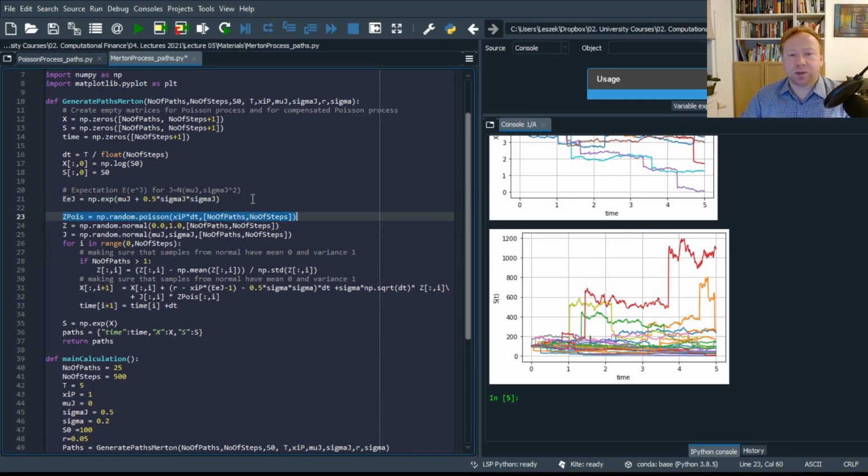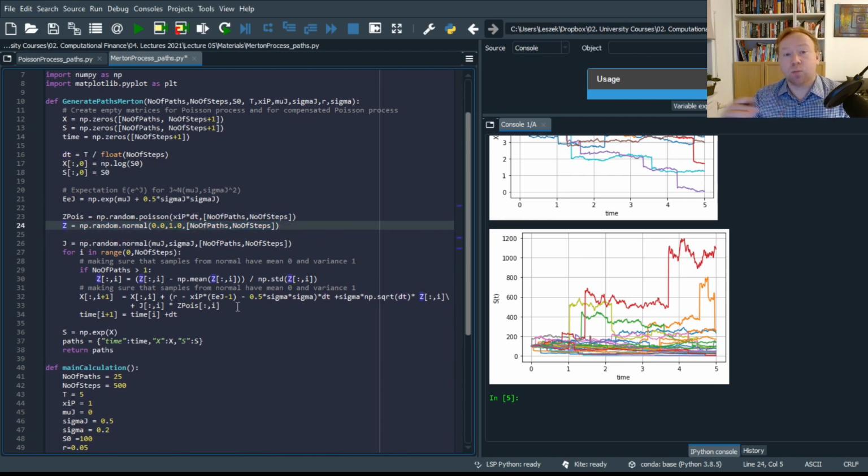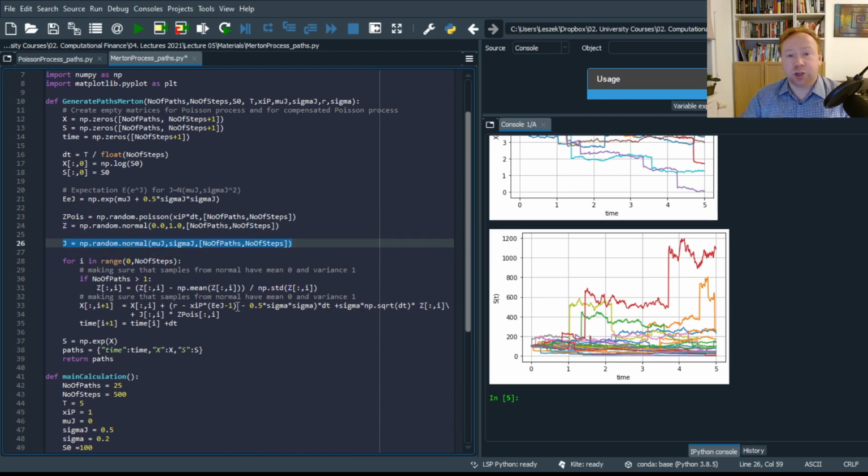Then we simulate Poisson increments, driven by Cp times dt, the length of the time step. We have Z, the increments of the normal distribution, for the Brownian motion. And we have J, another variable, the jump magnitude. This J corresponds to the expectation here. Here we calculate analytically the expectation of e to the power J, and here we generate J as random samples from a normal distribution.